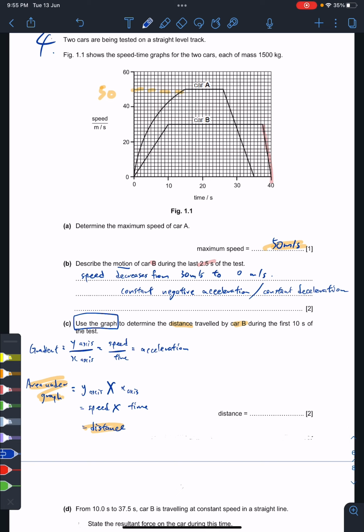Also read carefully. First 10 seconds. So you're essentially just looking at this. You're supposed to find the area of a triangle. That's not difficult. It's just half times base times height. Sounds familiar? So 10 times half times 30 equals 150 meter. Cool.